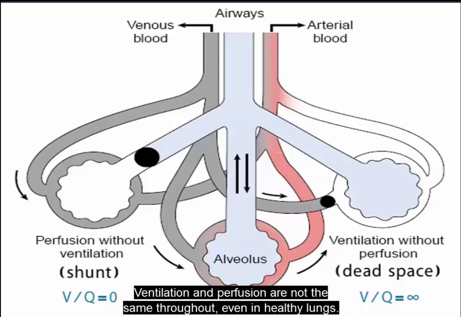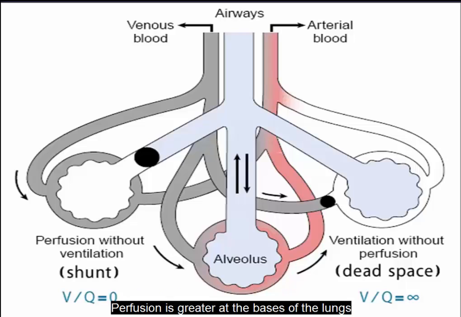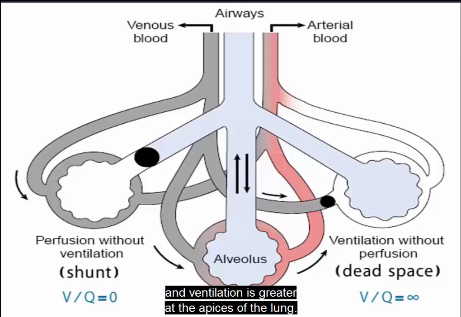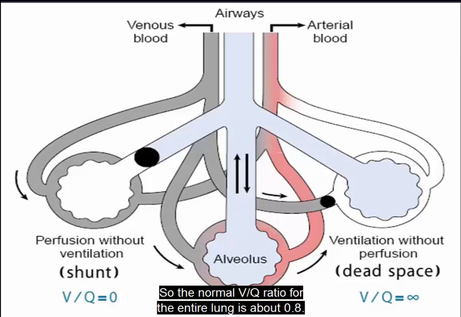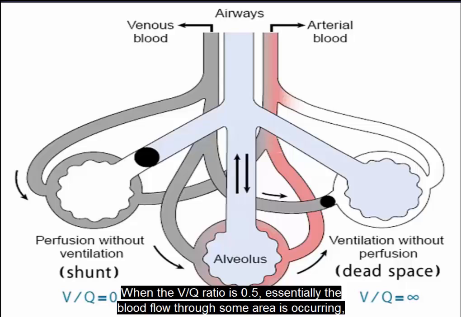Ventilation and perfusion are not the same throughout, even in healthy lungs. Perfusion is greater at the bases of the lungs, and ventilation is greater at the apices of the lung. So the normal VQ ratio for the entire lung is about 0.8. When the VQ ratio is 0.5, essentially the blood flow through some area is occurring, but the blood is not becoming oxygenated because ventilation is less than adequate.